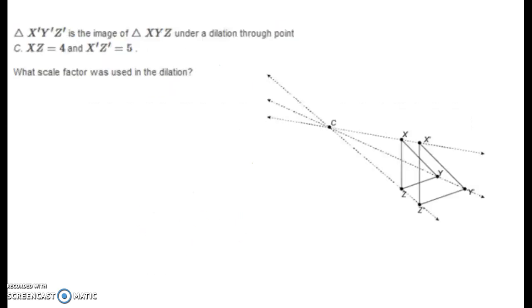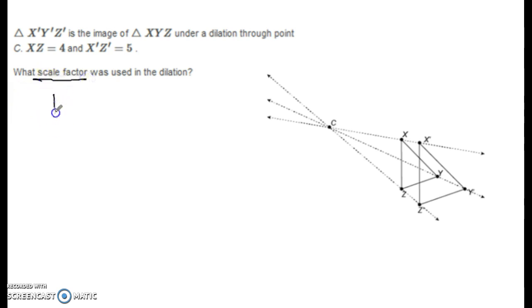Alright, let's go to the next one. Triangle x prime, y prime, z prime is the image of triangle xyz under a dilation through point. xz equals 4 and x prime, z prime equals 5. What scale factor is used in the dilation? Okay, so this sounds like it's going to be super hard, but I promise you it's not.